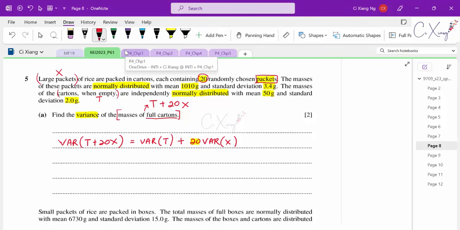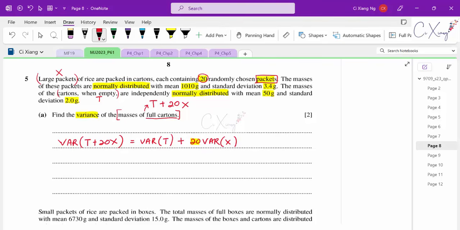Why is this 20 but not 20 squared? For this question, because we have 20 randomly chosen packets, that means we have 20 different packets in the carton. So to calculate the variance, it should be the variance for the first packet plus the variance for the second packet plus the variance for the third packet and so on. So in total, we have the variance for 20 packets. So the 20 here, we don't have any square.